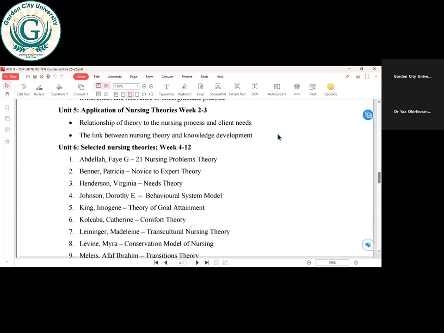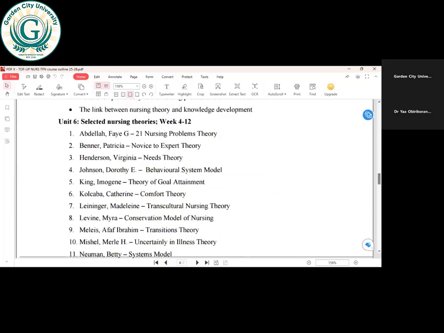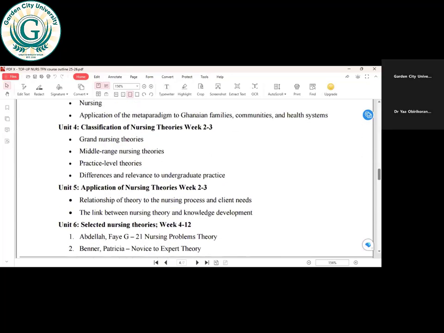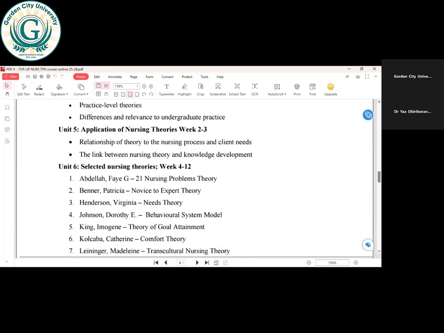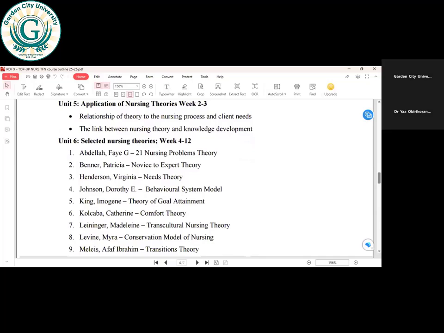Now I want to show you the course outline. I know very well that some of us have not gone through the course outline. There's one more topic that I have to take you through. I was hoping to do that today as well, but don't worry. Next week, I'll finish the link between nursing theory and knowledge development. That is the last thing we have to do.